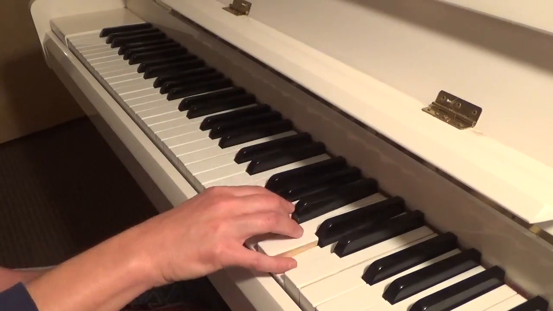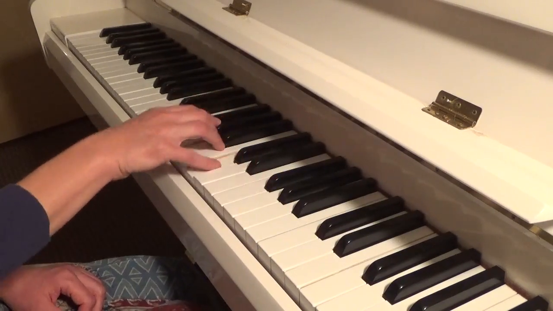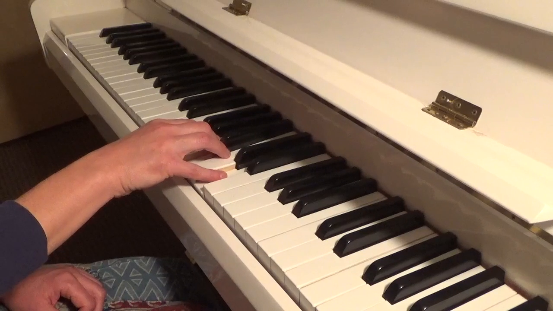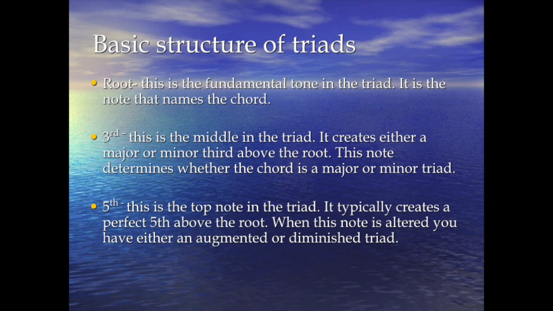And they can certainly include the black keys, but just for our first introduction here, I'll show you a bunch of them on the white keys, because you get a real clear sense of the alternate notes in the scale being used. These are the building blocks of tonal harmony, because these are the chords that we draw from. We start with a major or minor scale, and then we play alternate notes in that scale. You get a triad. So there's three pitches in a triad.